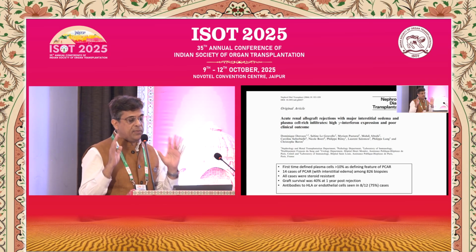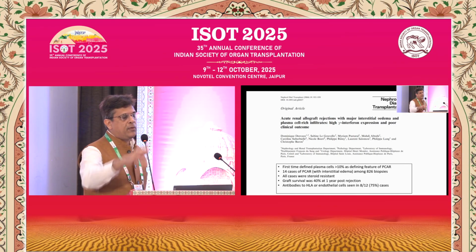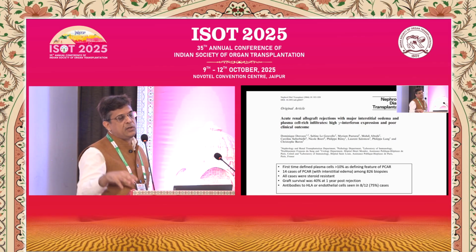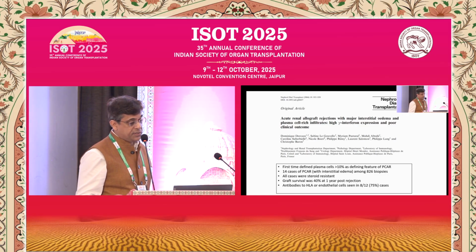And for the first time, probably in a paper around 2004, they defined that 10% should be the cutoff. So if you have more than 10% plasma cells and all the other features are satisfied, including tubulitis by plasma cells, and you exclude other viral infections, then you can call it a plasma cell rich acute cellular rejection.